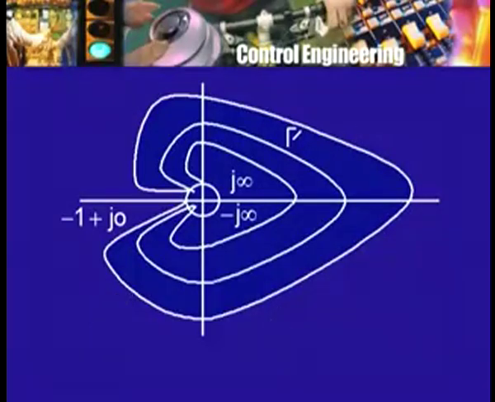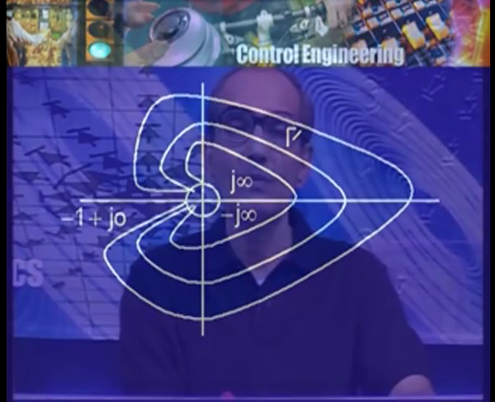Similarly, its mirror image will be enhanced in size and it will look like this. But will it encircle the point minus 1 plus j 0? No, it does not look like that. Even if I increase k by 100 times, one can see that the new plot, the new gamma prime corresponding to that new value of k, will still not encircle the point minus 1 plus j 0.